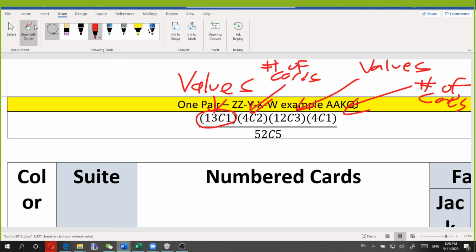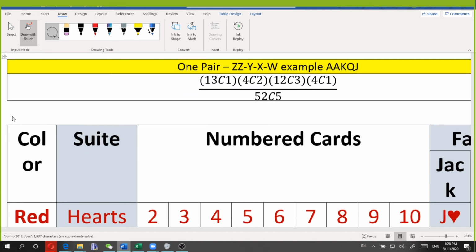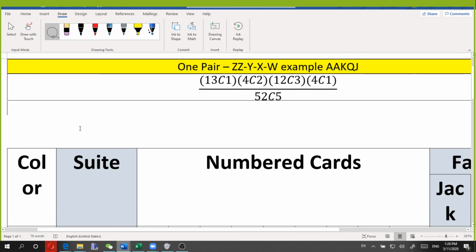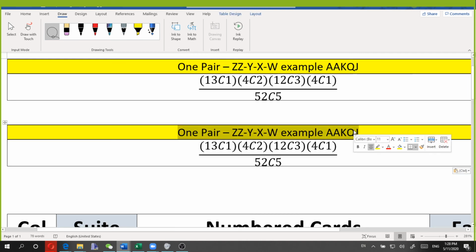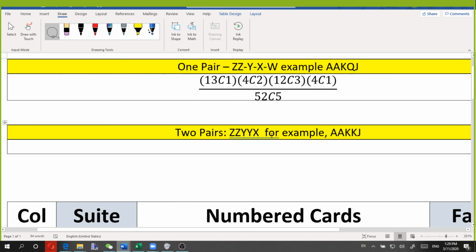Any questions on our 1 pair example? Okay, I'm going to try another. So let's do 2 pairs then. So 2 pairs would be something like ZZ, YY, X. So for example, ace, ace, king, king, queen. Okay, next up is Kelly. Kelly, how would I do this?